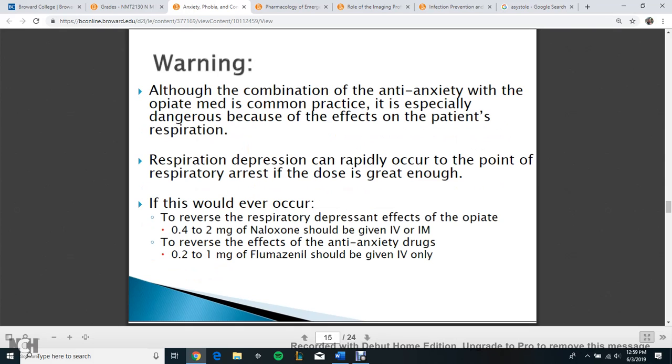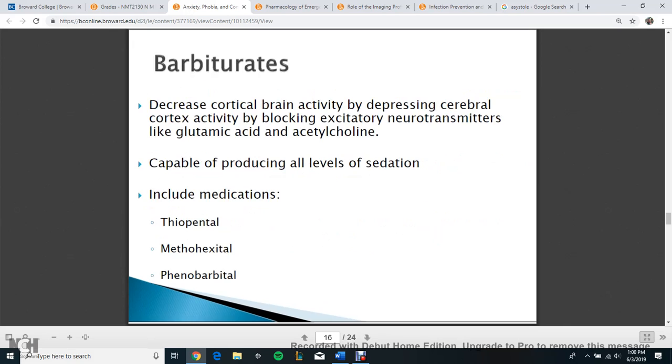Warning: although the combination of anti-anxiety with the opiate med is common practice, it is especially dangerous because of the effects on the patient's respiratory system. Respiratory depression can rapidly occur to the point of respiratory arrest if the dose is great enough. To reverse the respiratory depressant effects of the opioid, 0.4 to 2 milligrams of naloxone should be given IV or IM. To reverse the effects of anti-anxiety medications, 0.2 to 1 milligram of flumazenil should be given IV only.